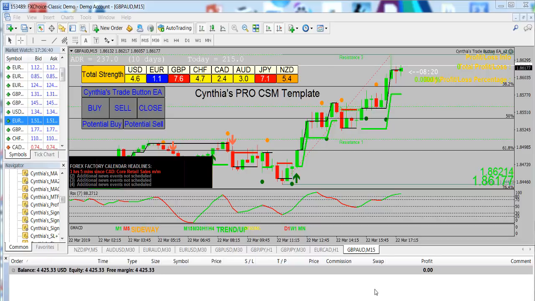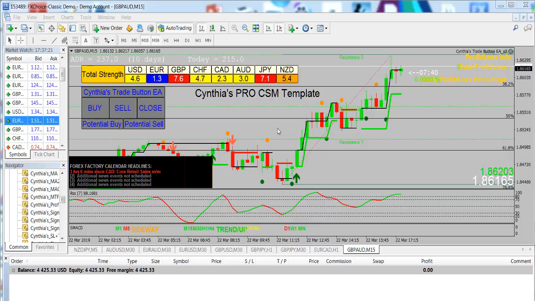Yesterday I made a training video to show you the new features for the Currency Strength Meter and for the Trade Button EA. One of the things that is new in the Trade Button EA is the potential buy and the potential sell. These are your pending limit and stop orders. If you know how to trade retracements, then using the limit orders is a really nice, easy way to get into a trade on retracements if you miss the big main entry move.